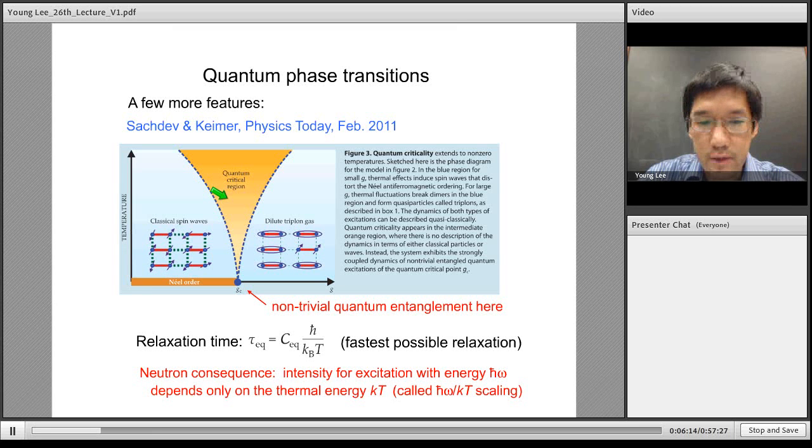Something that's very interesting about quantum critical points is that you have very non-trivial quantum entanglement at that critical point for that ground state, if you could sit right at that point.